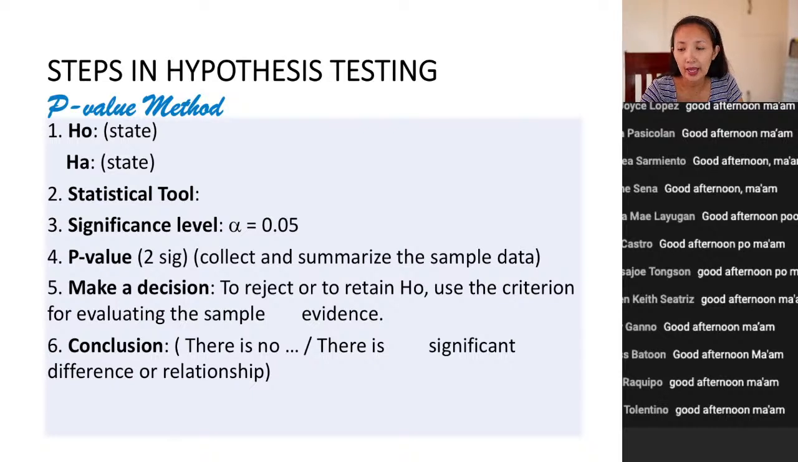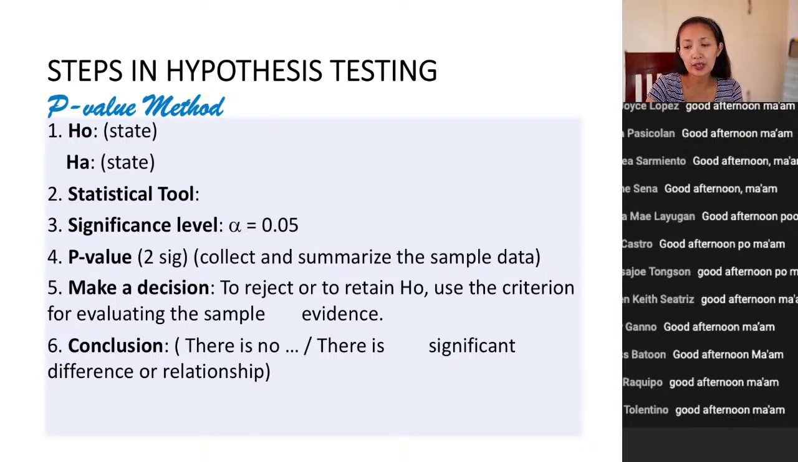Okay, so step number 1, H0 and HA, stating the hypothesis. Step number 2, the statistical tool. Okay, what tool will I make use of? What test will I make use of? Considering my data type. Okay, number 3, the significance level. Now, usually for social researches, alpha is at 5%, but for medical researches, 1%. But a very minimal lang error kasi buhay ang kasalanan ng mga medical researches, like for instance, testing of medicine. Okay? So, significance level usually is at 5%.